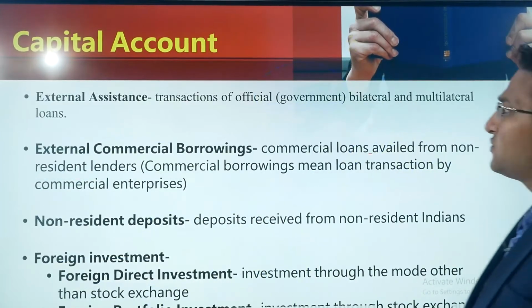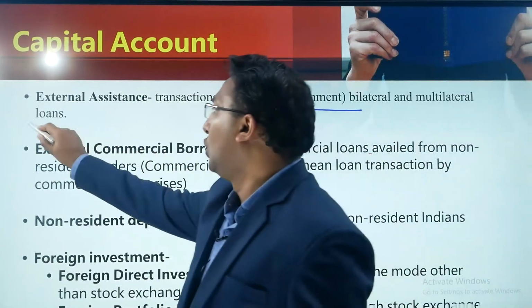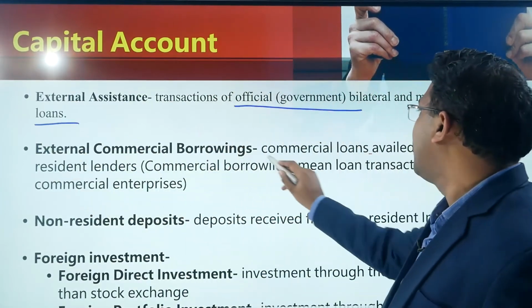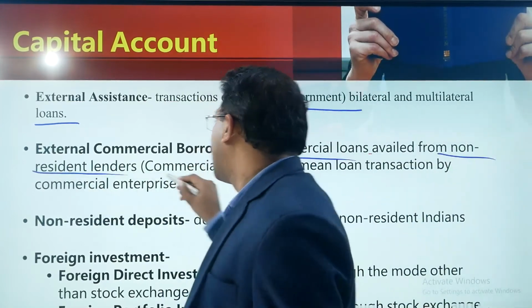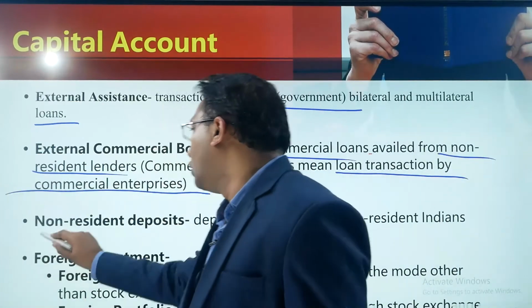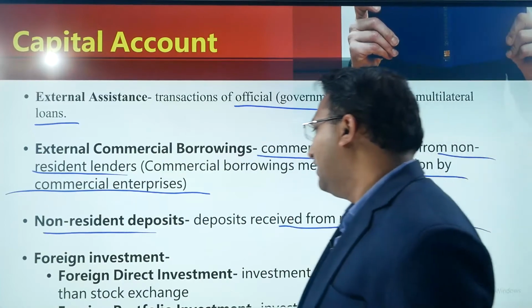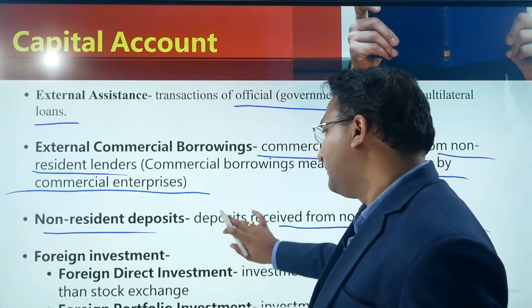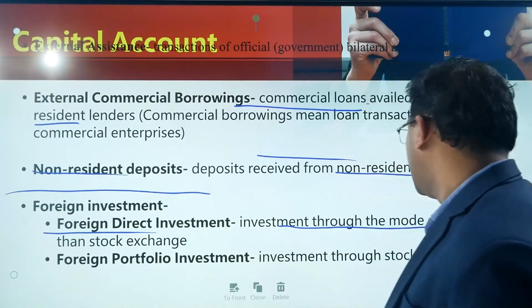So external assistance means transactions of official government, bilateral and multilateral loans. External commercial borrowing means commercial loans availed from non-resident lenders. Commercial borrowing means loan transaction by the commercial enterprise. Non-resident deposit means deposit received from the non-resident Indians. Foreign investment can be either in the form of FDI or FPI.